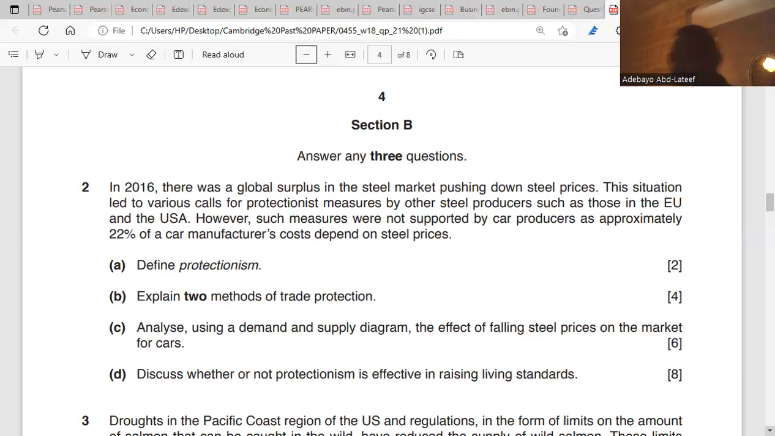So what are tariffs? Tariffs are taxes on imports. So those are tariffs. Then we have quotas, reducing the quantity of goods and services that could be imported into a country. So those are two methods of imposing trade restriction.